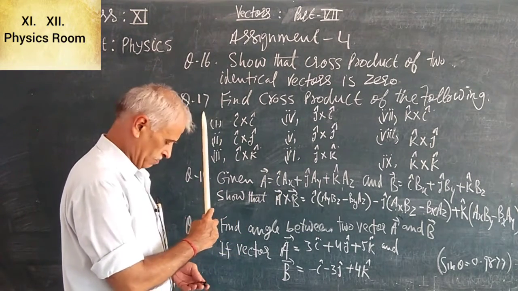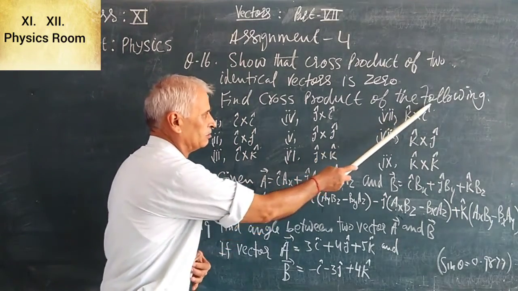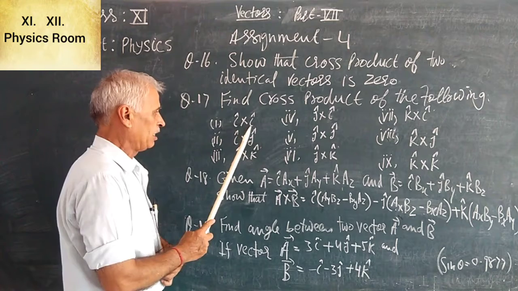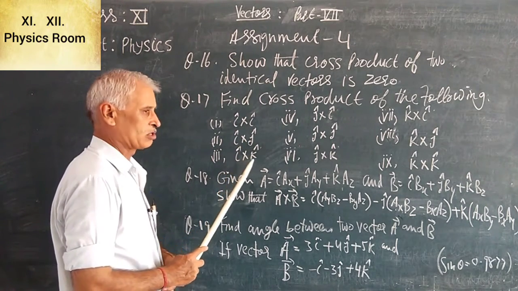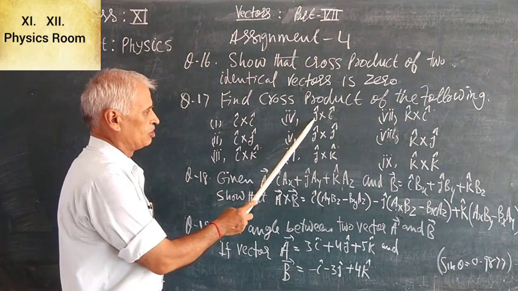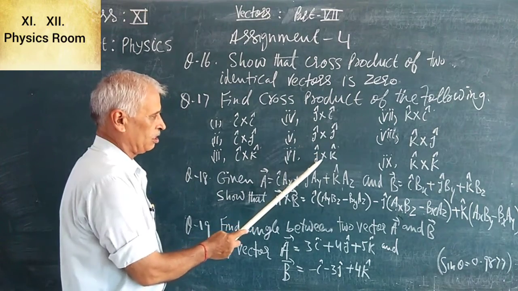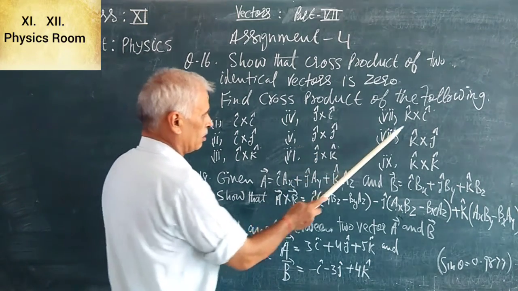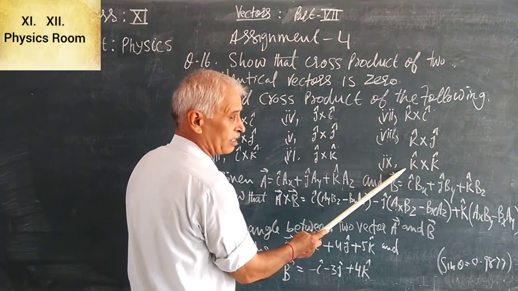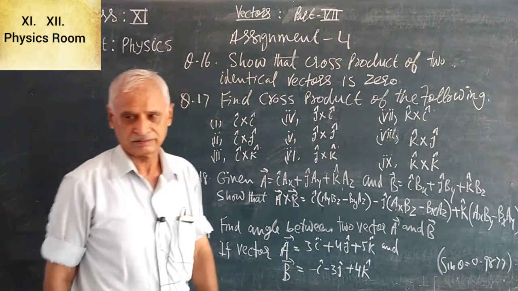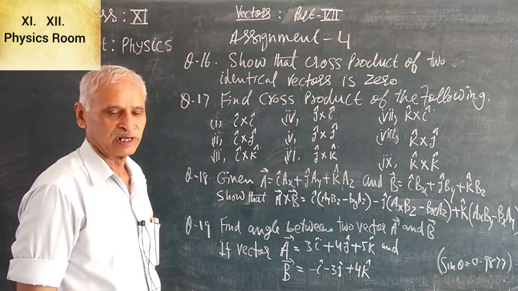Question number 17: find the cross product of the following: I cross I, I cross J, I cross K, J cross I, J cross J, J cross K, K cross I, K cross J, and K cross K. These are 9 cross products. You should be able to write down their answers quickly.